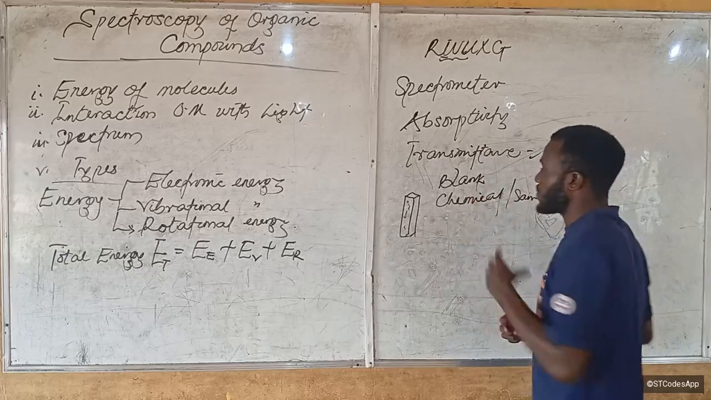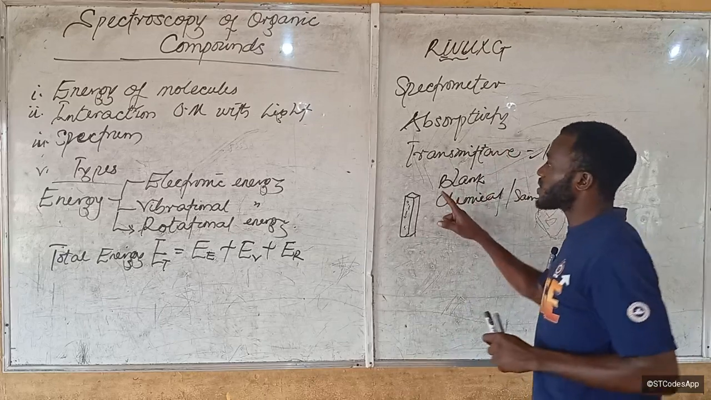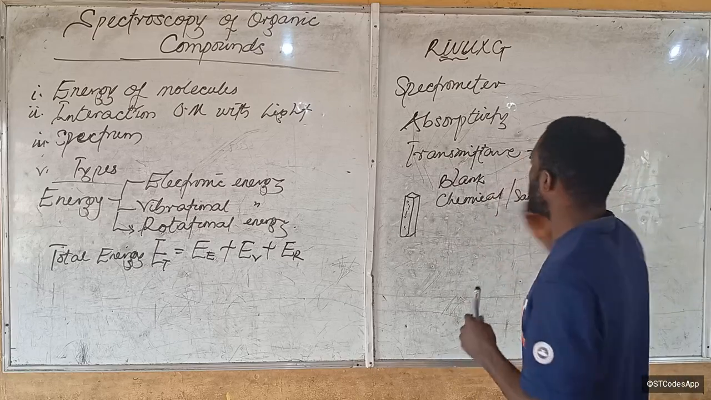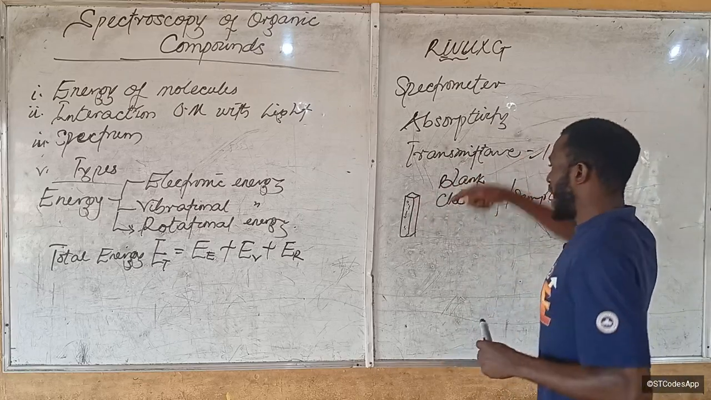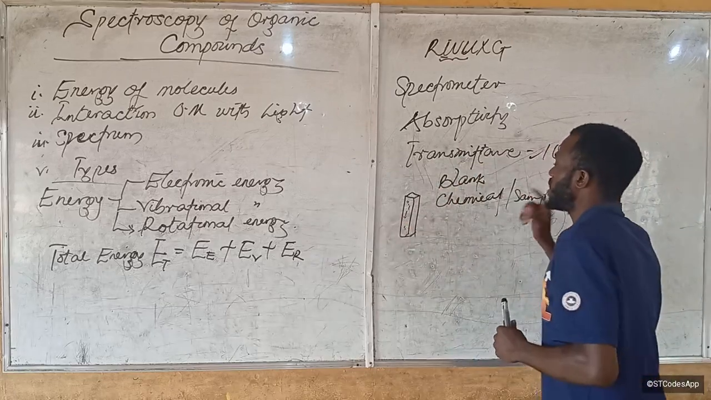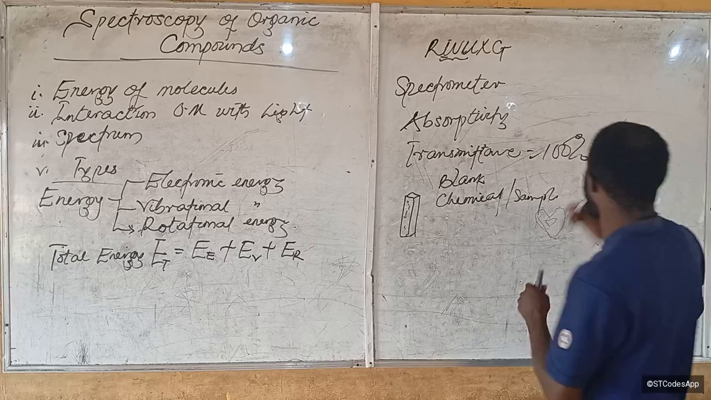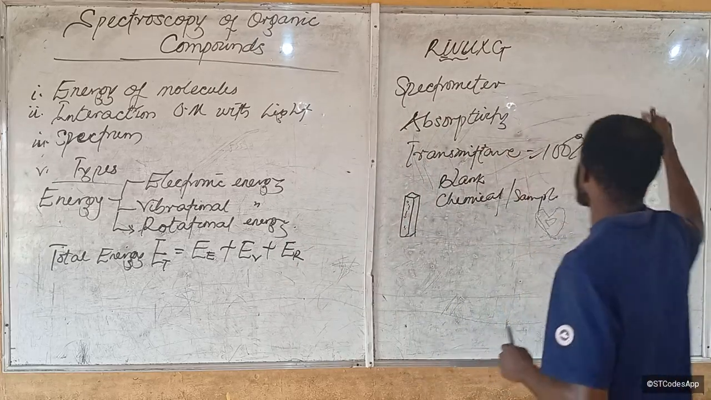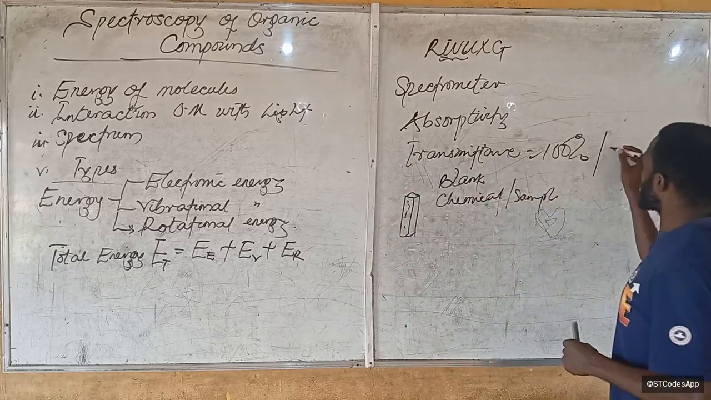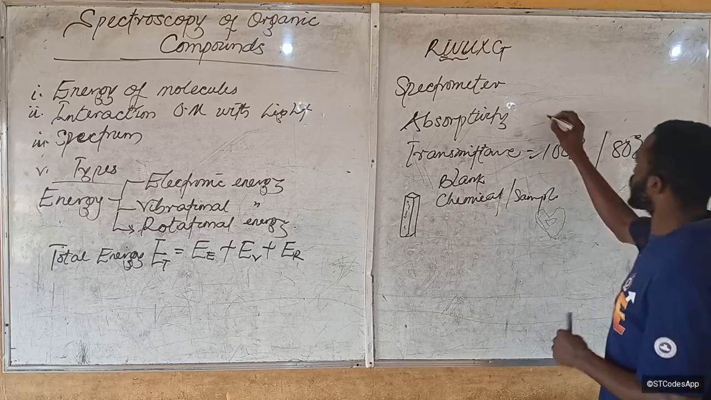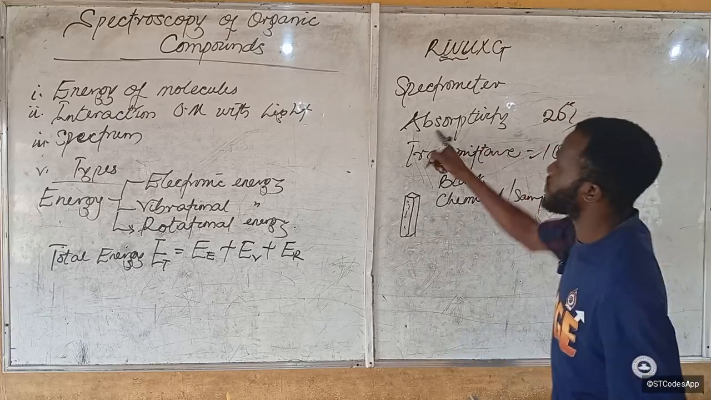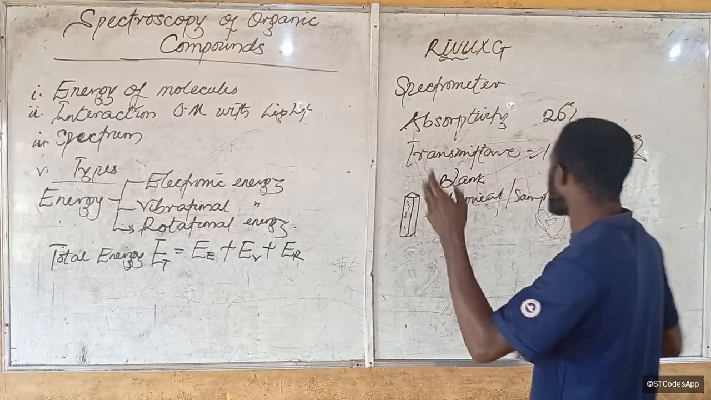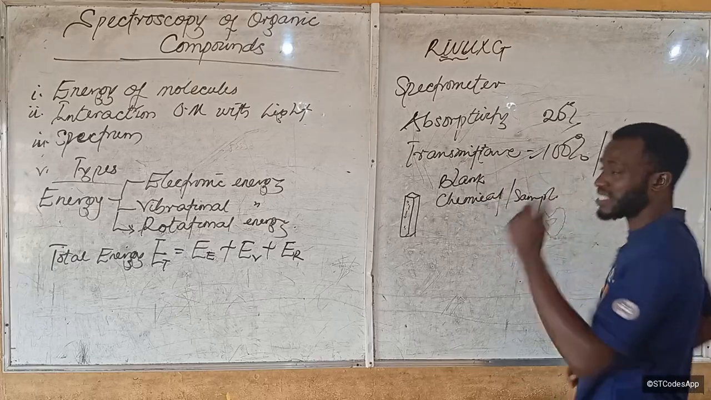So by the time you add the chemical, it is going to record the amount of light. If you set it at 100%, after adding the chemical and fixing it back, the light passes through the clear side, and the chemical reduces the amount of light transmitted to the digital display. Let's say it records 80%. It means that 20% of the light has been absorbed. So 20% absorption has taken place, and it records the transmittance at 80%.